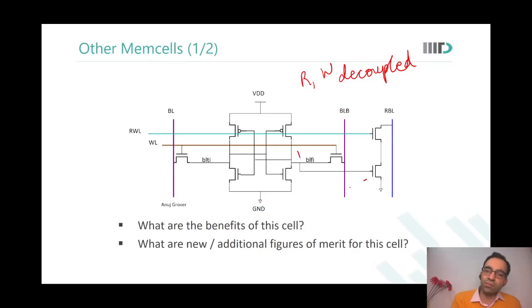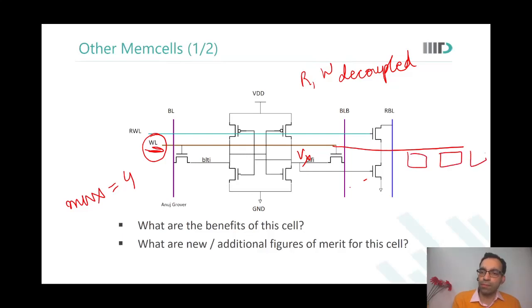When will VX change? When word line is selected. But that is during write cycles only. So now my next question is, if mux is equal to 4 and I select my word line now, then there are 3 other cells in which I am not writing. In these 3 cells, I am not writing, but word line has gotten selected. What happens to the stability?